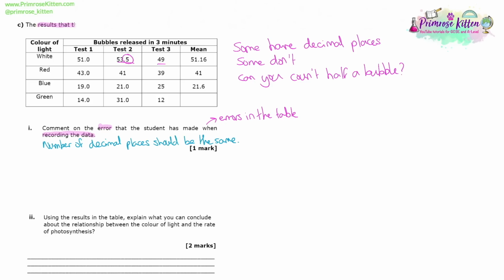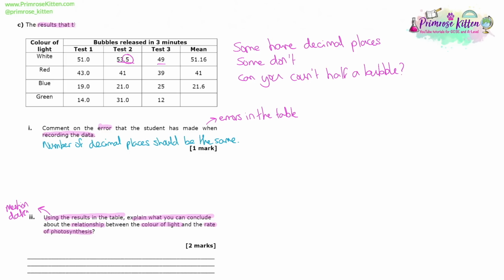Okay, so the next question says, complete the table by calculating the mean value for green light. So using the results in the table, explain what you can conclude about the relationship between the colour of light and the rate of photosynthesis. This sounds like a straightforward question, but there's a lot in here. So using the results in the table means you need to look at the patterns of the data in the table.